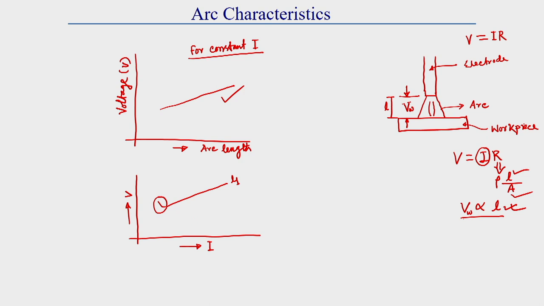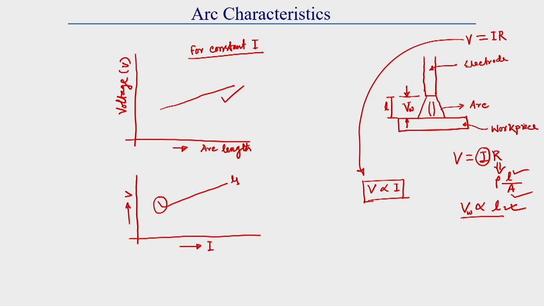Why this is, I will discuss in detail in the physics of welding. Now, here we observe that after that, with increase of current, voltage increases. From here also we get this relationship, because V is also proportional to current. From Ohm's law, actually we can get this thing, that means V is equal to I, so V is proportional to I.